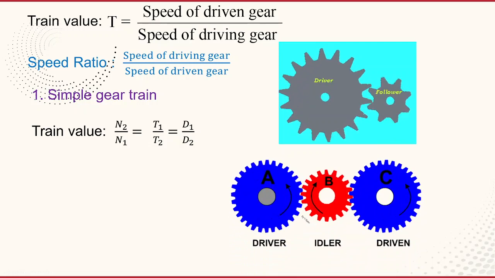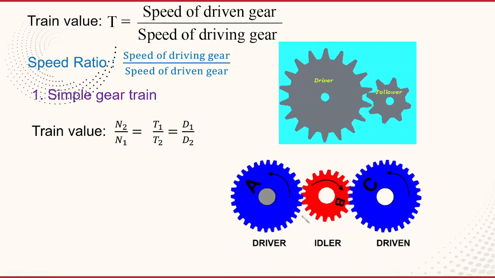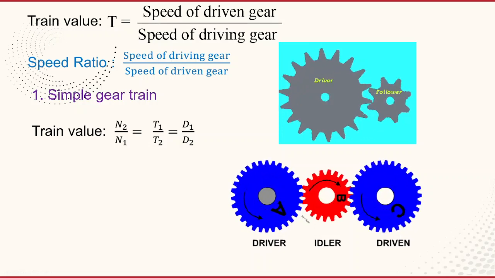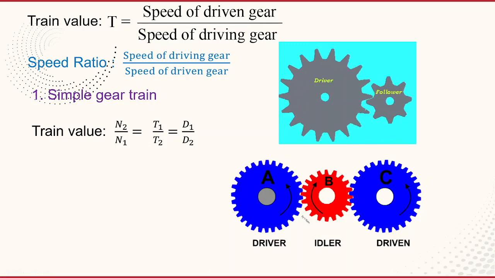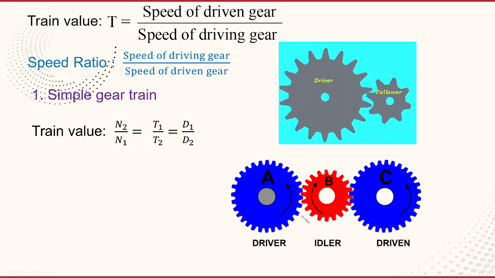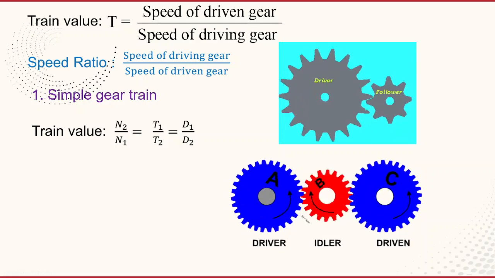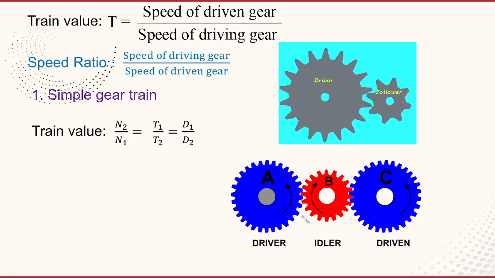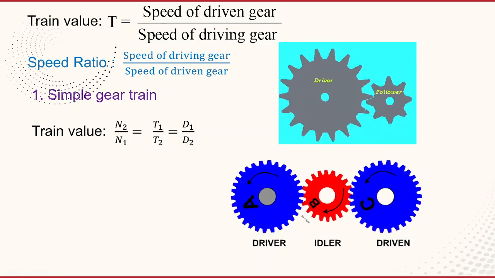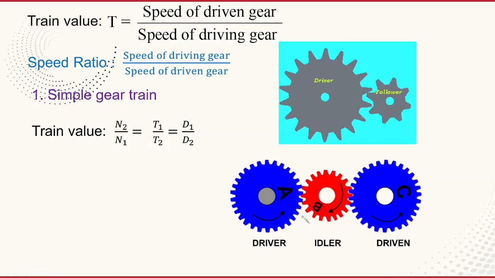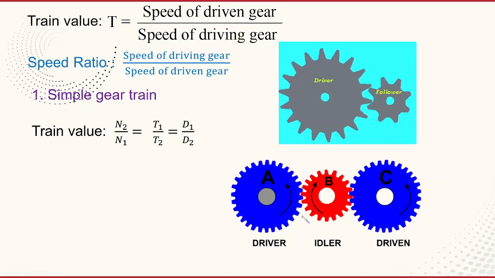Now, if I want the same direction for the input and output, you can use intermediate gears, that is idler gears. In this case, gear wheel A is rotating in the anti-clockwise direction, B is rotating in the clockwise direction and C is rotating in the anti-clockwise direction. That means the driver and driven both are rotating in the anti-clockwise direction. So we are using only one idler wheel. Why is the name given idler?